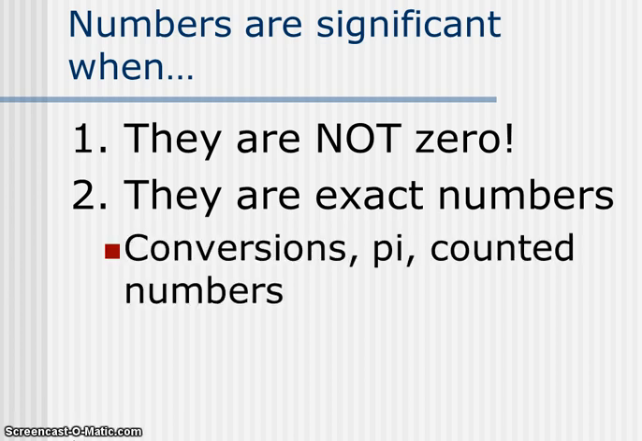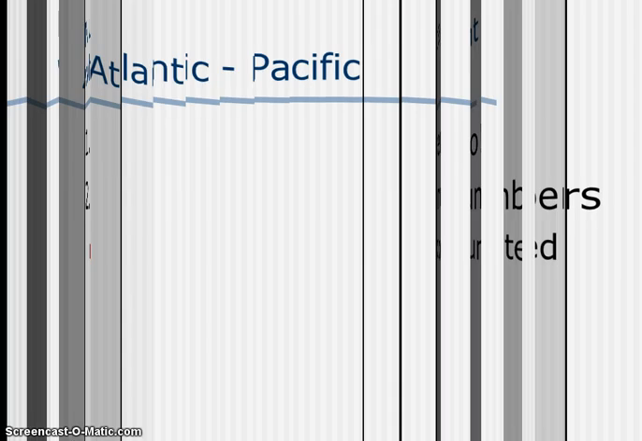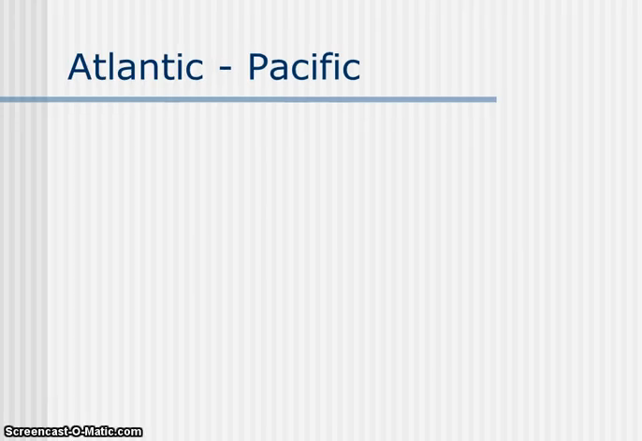If we have things like conversions, saying that 2.54 centimeters equals 1 inch, or talking about pi, 3.14, those are examples of exact numbers which are considered to be significant. Now, there are other rules that talk about when numbers are significant, and there are lots of wordy things that are sometimes hard to follow. So what I'm going to do is give you kind of a trick that will work every time to figure out how many significant digits you have.